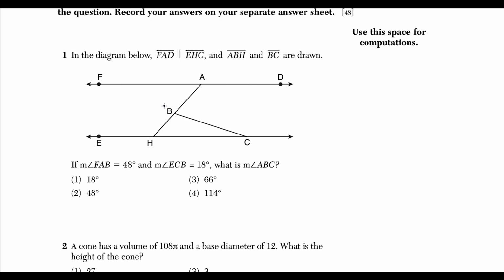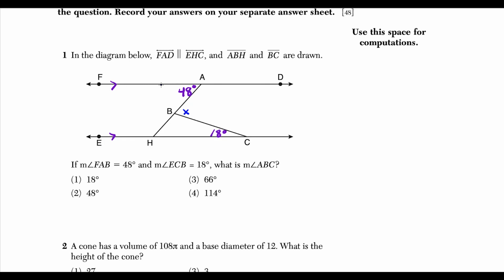So first up here, we have this diagram with parallel lines, and these are the lines that are actually parallel. And what we have is a few more lines drawn in, and we're told the measure of angle FAB is 48 degrees. So we could go ahead and label this angle here, and we have the measure of angle ECB is 18 degrees, which is over here. And what we want to find is the measure of angle ABC, which I'll just put an X here. We want this angle.